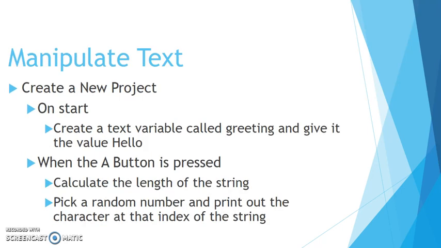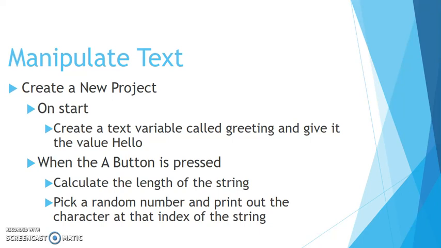So what we're going to do is create a new project, and we're going to do various different things within that new project just to show you some of this functionality. The first thing we're going to do is on start, create a text variable called greeting and give it the value hello. Then when the A button is pressed, we're going to do two things.